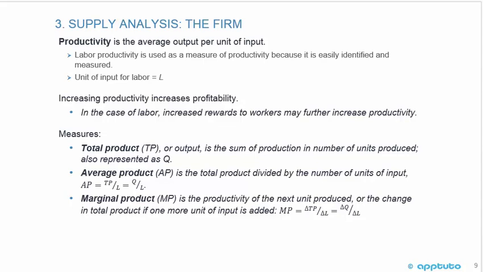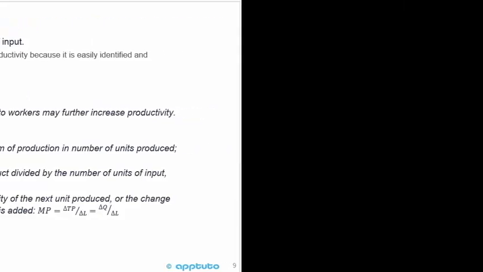Total product or output is the sum of production in number of units produced, also represented as Q. Average product is the total product divided by the number of units of input. And marginal product is the productivity of the next unit produced, or the change in total product if one more unit of input is added.